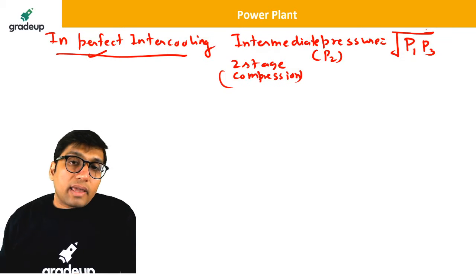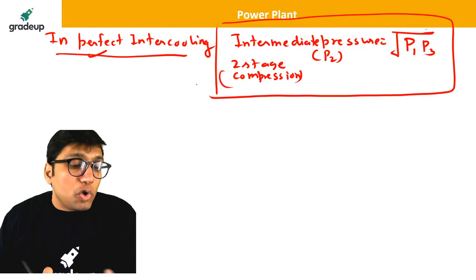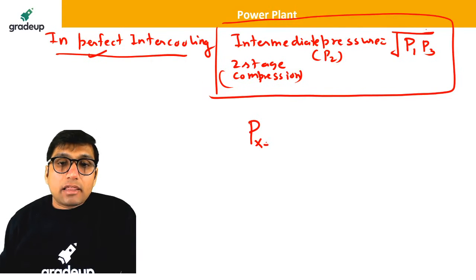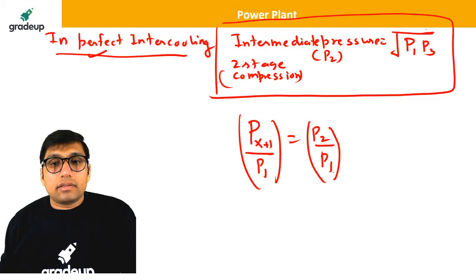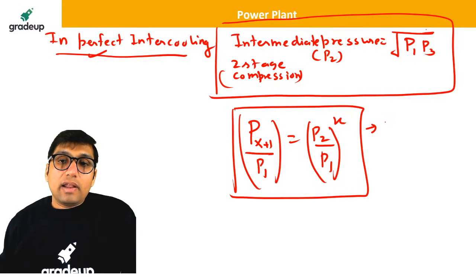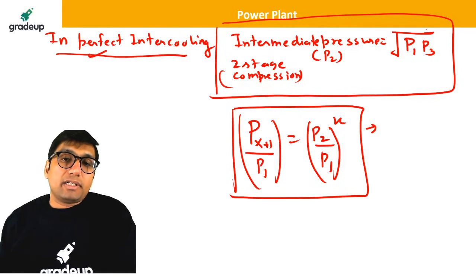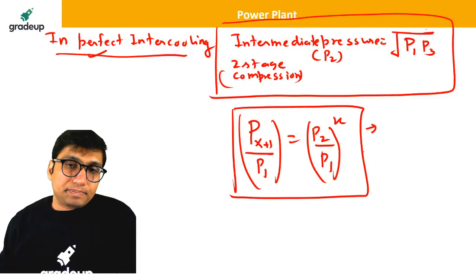Now this is just a case of two-stage compression. What will happen if it is a three-stage compression? Then how can you find the intermediate pressure? There is a direct formula for that: P(x+1) divided by P1 is equal to (P2 by P1) to the power x. This is a direct formula for finding the intermediate pressure in perfect intercooling in any stage of compression, whether it is 2 stage, 3 stage, 4 stage, 5 stage, any stage of compression.